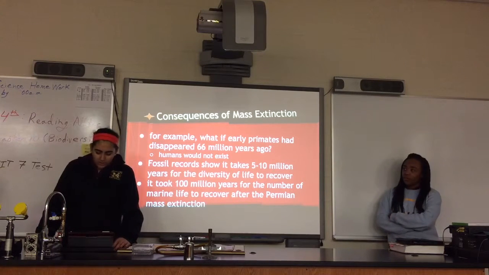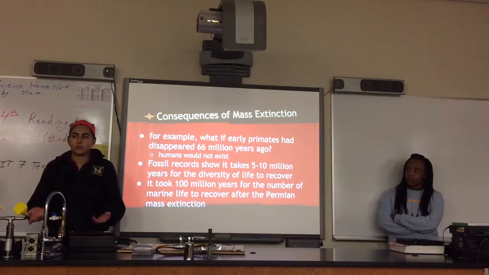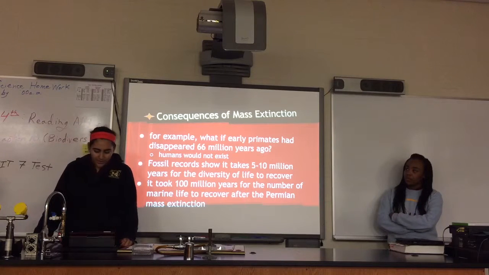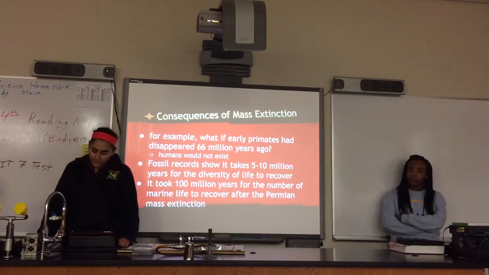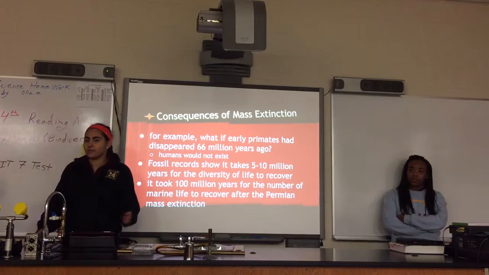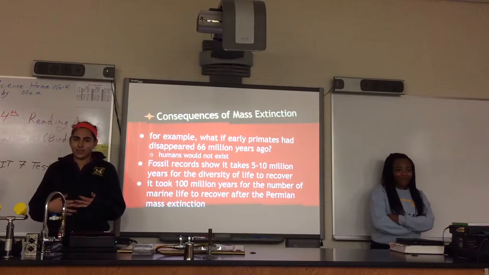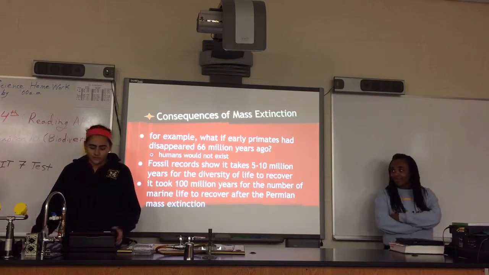The fossil record shows that it takes about 5 to 10 million years for the environment to recover after a mass extinction. But in the case of the Permian mass extinction, it took about 100 million years to recover. So the recovery time is very dramatic, and it's not something you want to deal with, because all of a sudden your environments can't thrive, and everything isn't working.